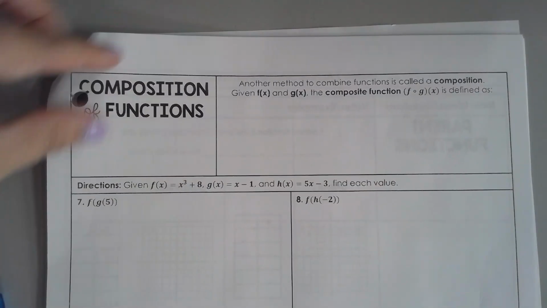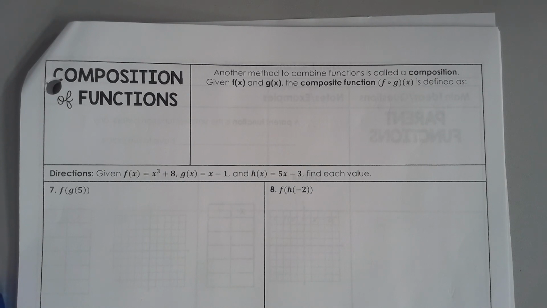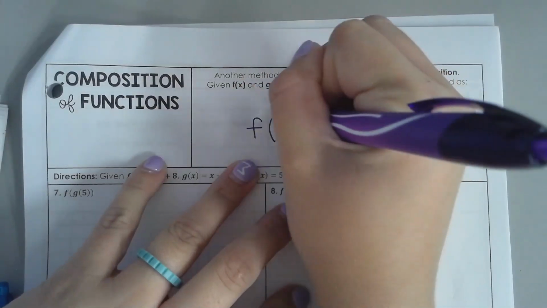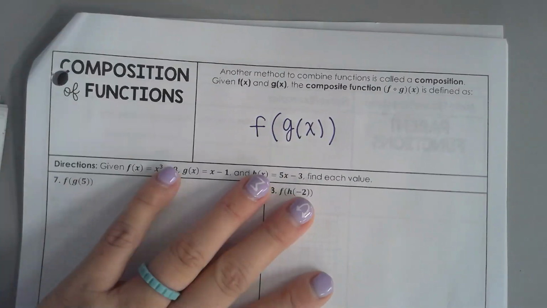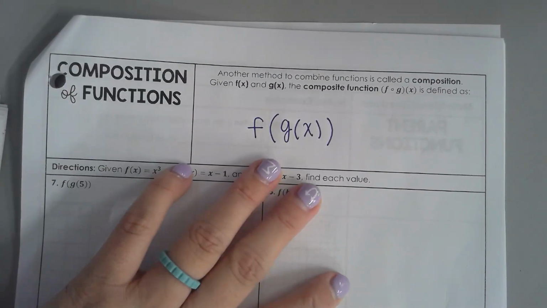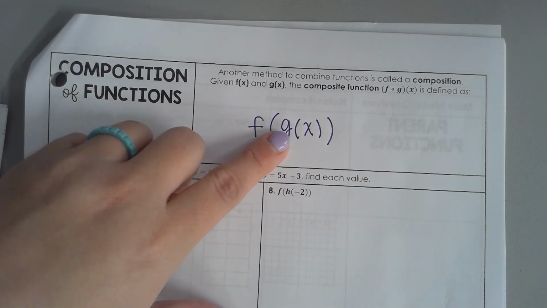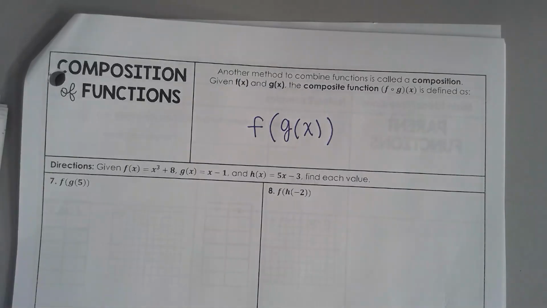Let's go ahead and turn to the back. And we're going to try a few of these problems. These problems look a little bit different. So let's say that you have f with parentheses, and then you have that. This is not multiplication. You're not going to find f of a number and multiply it by g of a number. In this case, the g is inside of the f function.